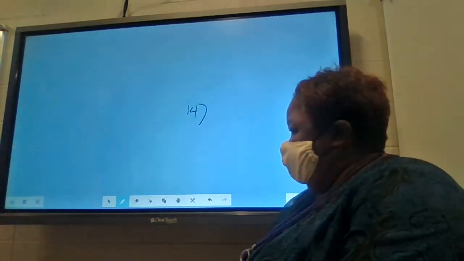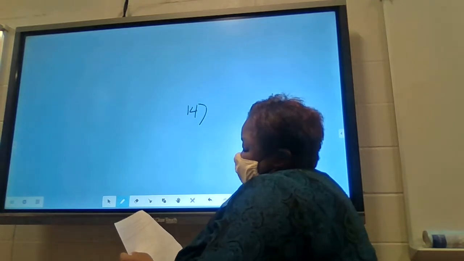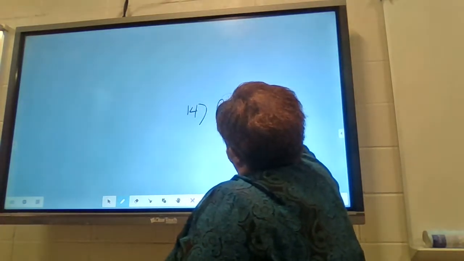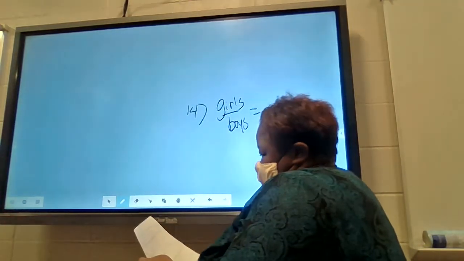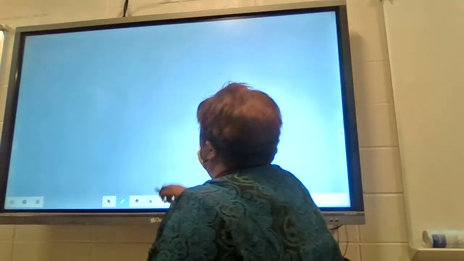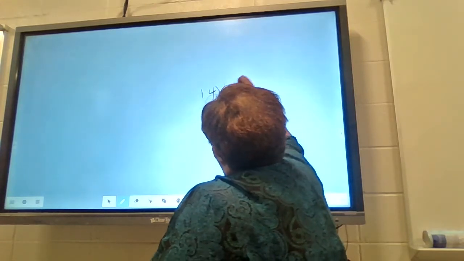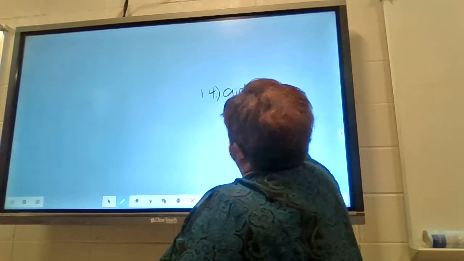Okay, so 15 girls in a class of 35 students. What is the ratio of girls to boys in simplest form? I'm going to write it as a fraction because it's easier to simplify. Well, let me keep it like this. Number 14. Girls to boys. Okay?